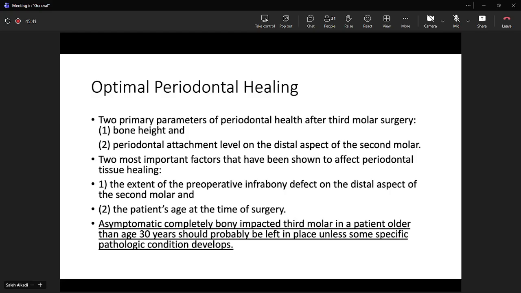So the periodontal healing around this lower second molar will be affected by the patient's age and by the bone resorption or the bony defect caused by this impacted third molar at the distal aspect of this lower second molar. So if you have a patient that has a completely impacted third molar, bony impacted, and we are saying bony impacted here, that means this tooth is completely covered with bone, and he's above the age of 30, then just leave this tooth unless you have a pathological condition arise in the area.